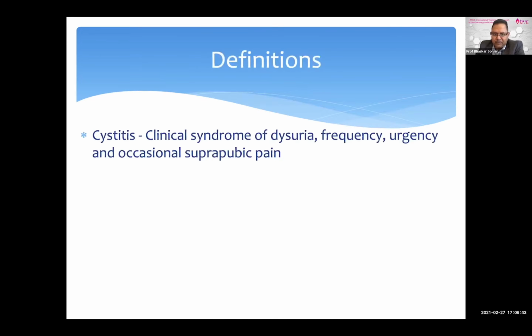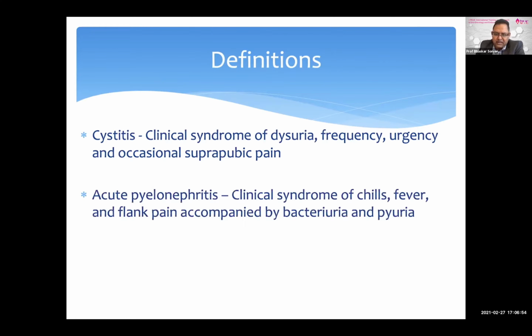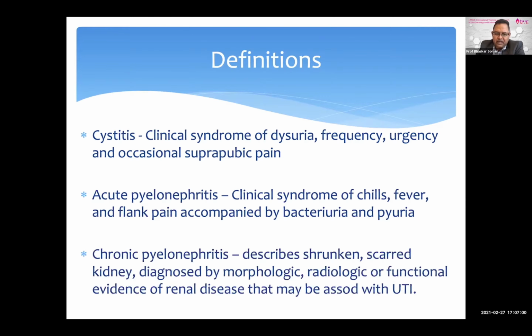Again, going through some more definitions, what is cystitis? Generally regarded as a clinical syndrome of dysuria, frequency, urgency, occasionally with suprapubic pain. Pyelonephritis, similarly, is a clinical syndrome of chills, fever, and flank pain accompanied by bacteriuria and pyuria. And chronic pyelonephritis is usually described as a shrunken, scarred kidney diagnosed by morphologic, radiologic, or functional evidence of renal disease that is usually associated with UTI.